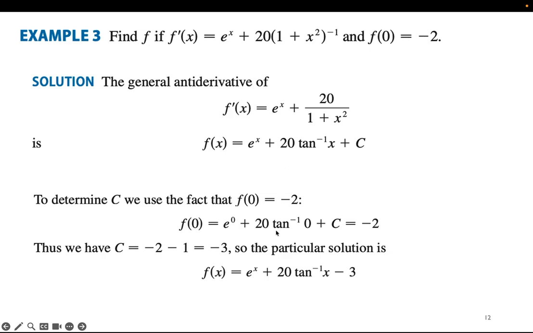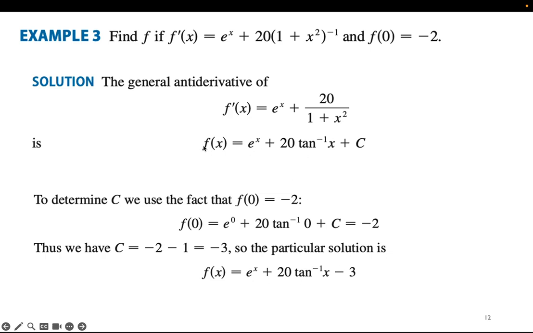But if I plug in 0 into this general antiderivative, I get 1 plus 0 plus c, which is negative 2. So if I solve for c, I get that c is equal to negative 2 minus 1, so it's negative 3. Again, if I plug in 0, I can find the c that satisfies this particular point.